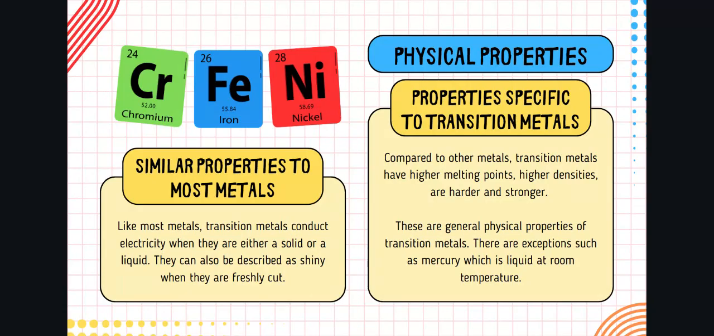And they are also malleable, but that's just that they have properties similar to most metals. They conduct electricity really well, and at room temperature they can be either a solid or a liquid, which is why mercury is a liquid at room temperature. When freshly cut from the rock, they're described as shiny or lustrous.